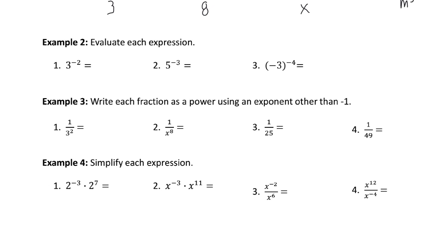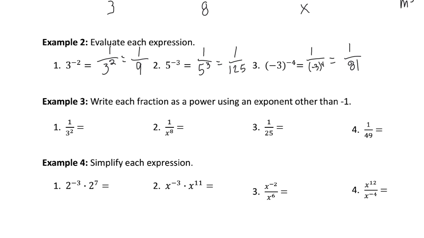So let's look at example 2 then. So it's 3 to the negative 2. So that becomes 1 over 3 squared. But it says evaluate. So we need to figure out what 3 squared is. And that's 9. So I want you to pause and do 2 and 3 on your own for me.